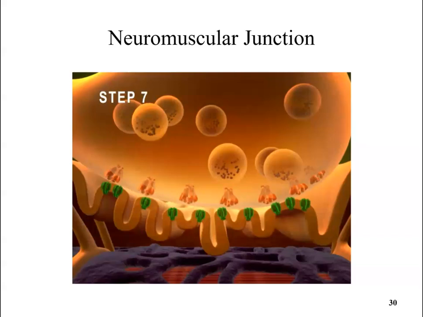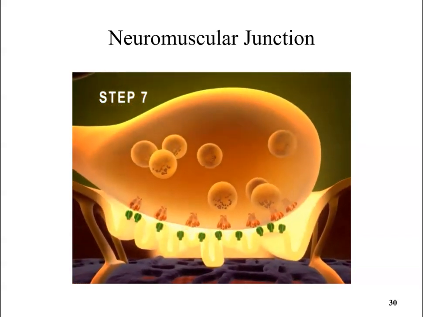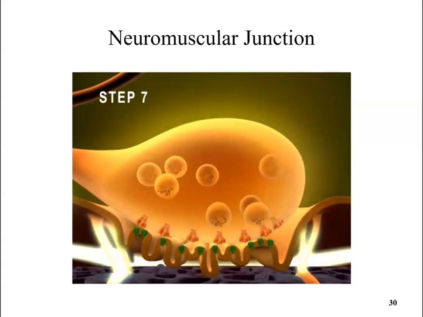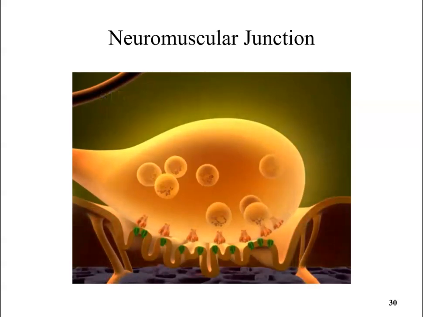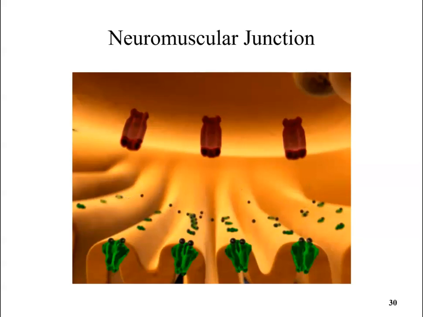Step 7. Once the membrane potential reaches a threshold value, an action potential propagates along the sarcolemma. Neural transmission to a muscle fiber ceases when acetylcholine is removed from the synaptic cleft. This removal occurs in 2 ways. 1. Acetylcholine diffuses away from the synapse. 2. Acetylcholine is broken down by the enzyme acetylcholinesterase to acetic acid and choline. Choline is then transported into the axon terminal for the resynthesis of acetylcholine.